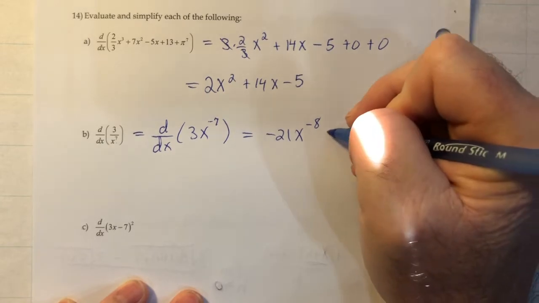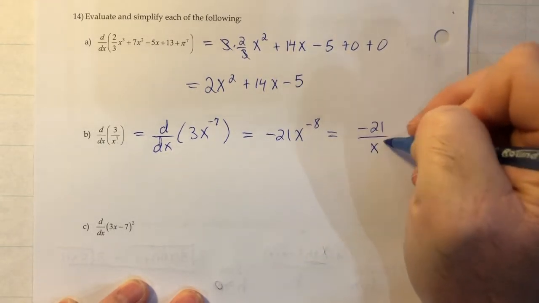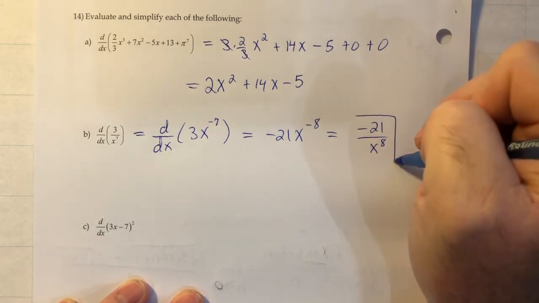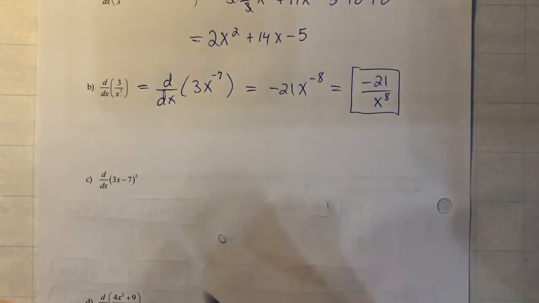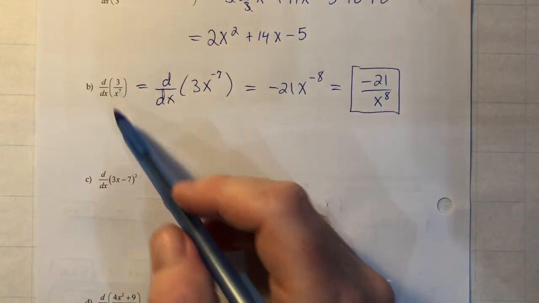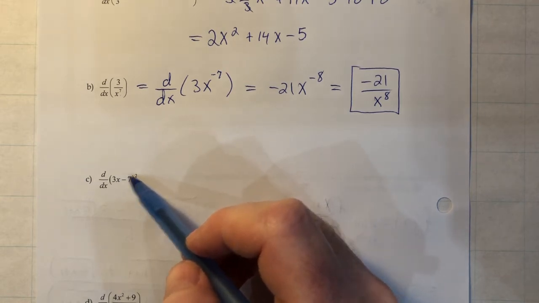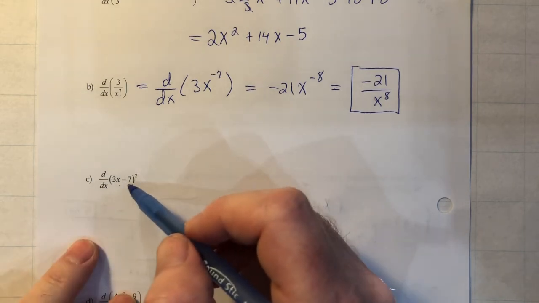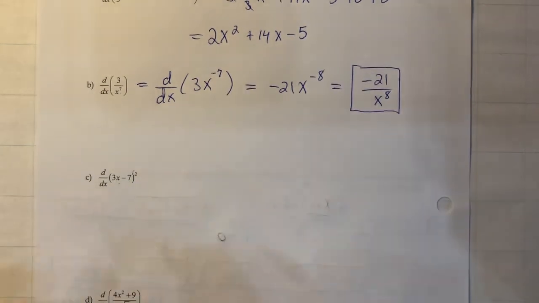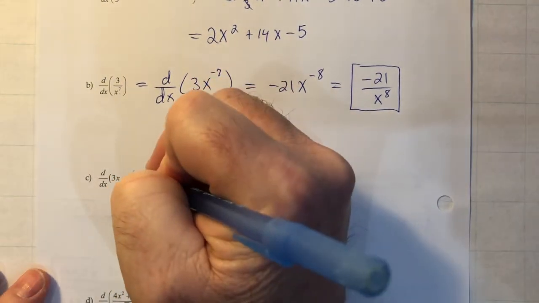Answers aren't considered simplified if they have a negative exponent, so negative 21 over x to the 8th to make that a positive exponent again. All right, moving on to number C, we have a similar issue as we did here where we couldn't do division. When we have a square, we can't just use the power rule because this is an x to a power. And what that power of 2 really means is 3x minus 7 times itself, which is a product, and we don't have a product rule yet.